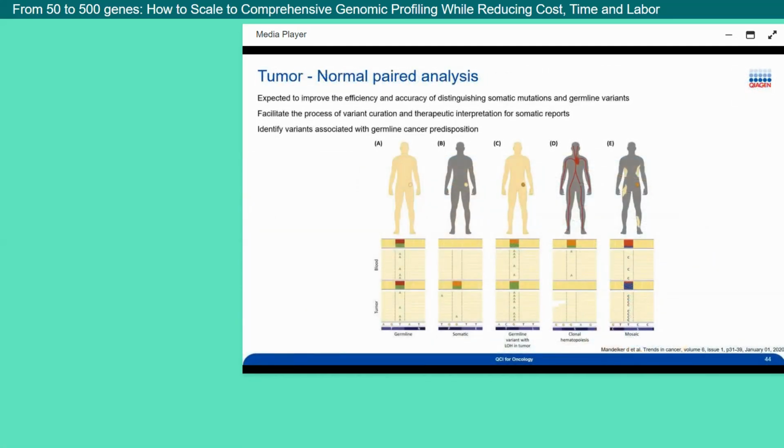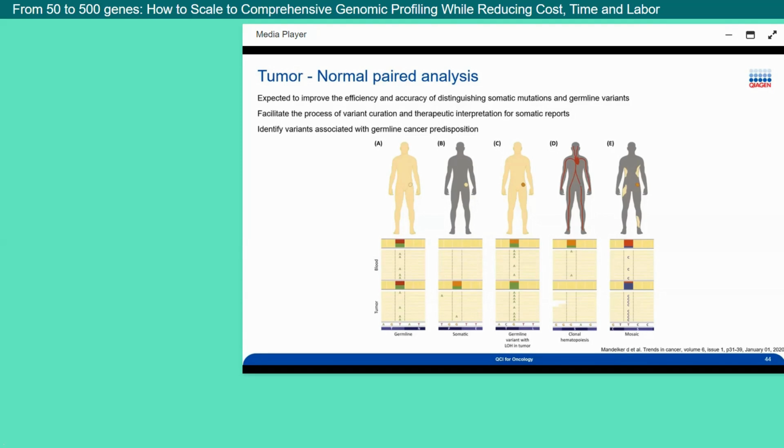A paired approach to analyzing tumor and germline sequencing data would be expected to improve the efficiency and accuracy of distinguishing somatic mutations and germline variants, and thereby facilitating the process of variant curation and therapeutic interpretation of somatic reports, as well as the identification of variants associated with germline cancer predisposition. So this approach is being adopted at various academic institutions and provides advantages over tumor-only sequencing.